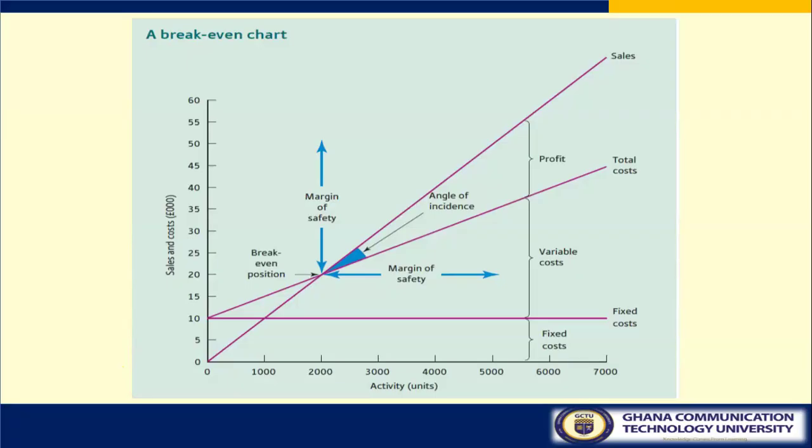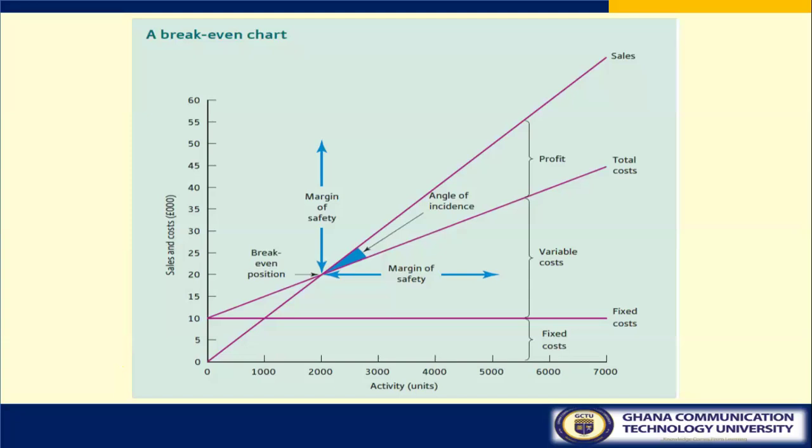Okay, all right. Now we call something the margin of safety. And we have a break-even point. What's the break-even? Yes, what's the break-even? It is the point at which there is no loss and no profit made. So we are saying the break-even is the point where there's no loss and no profit.